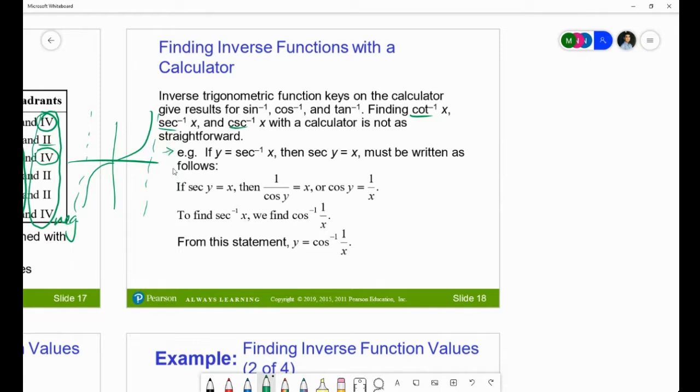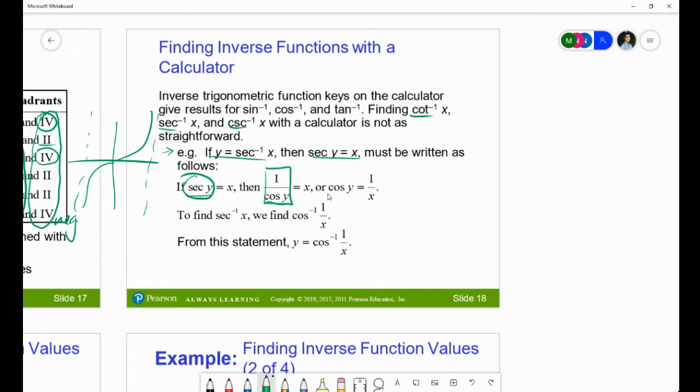So let's look at some examples. If y is equal to secant inverse of x, then secant y equals x. That's always true. Then we have to write it as the following. We have to basically rewrite it in terms of cosine. So we know that secant of y equals x, so then we're going to do 1 over cosine y equals x. We just replace the secant with its reciprocal.